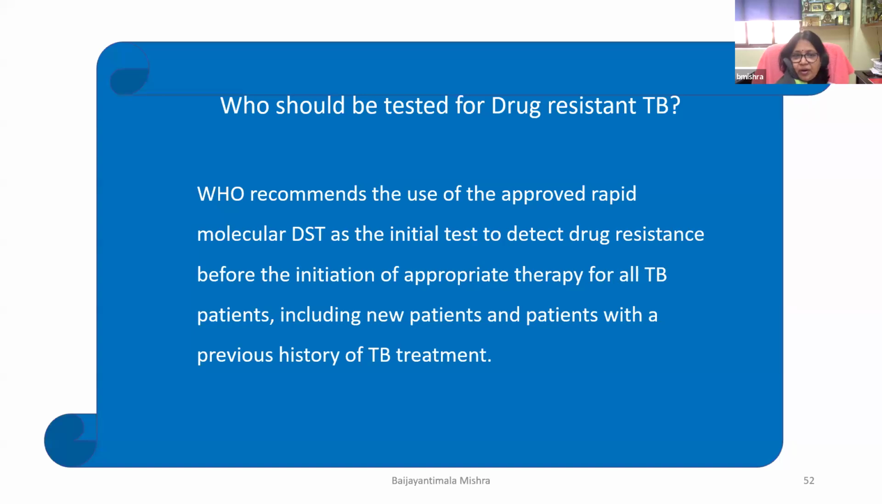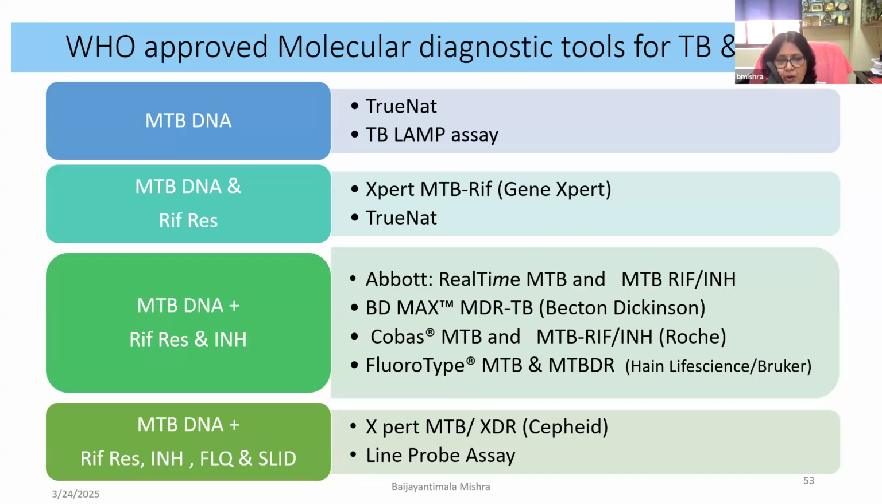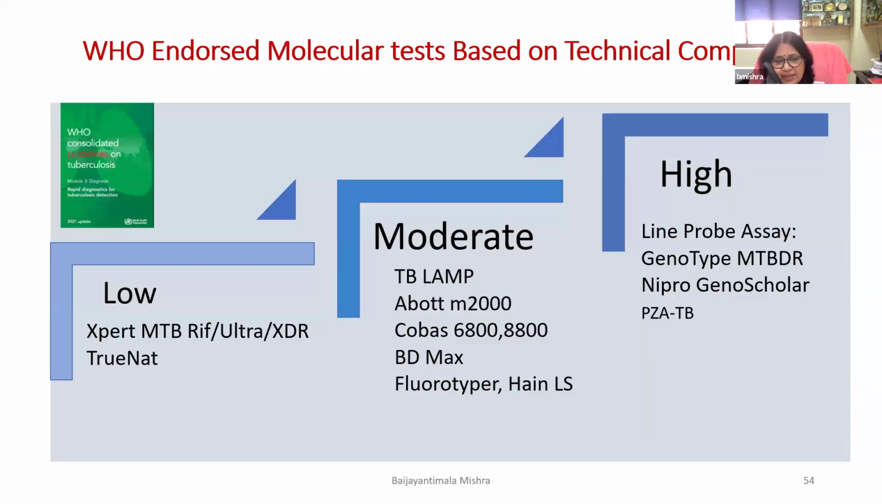Now, who should be tested for drug-resistant TB? As per the WHO recommendation, the use of approved rapid molecular DST as the initial test to detect drug resistance before initiation of appropriate therapy for all TB patients, including new patients and patients with a previous history of TB treatment. So these platforms, as I discussed, are the WHO approved molecular diagnostic tools for TB and DR-TB. And these are the classification according to technical complexity, which has been divided as low, moderate, and high by WHO.